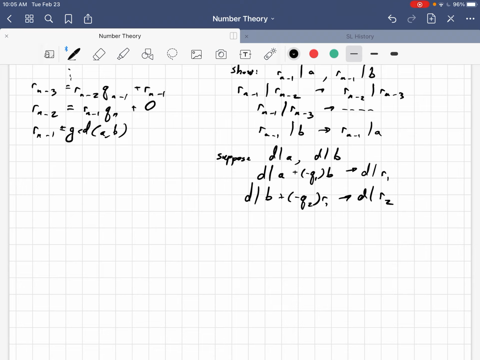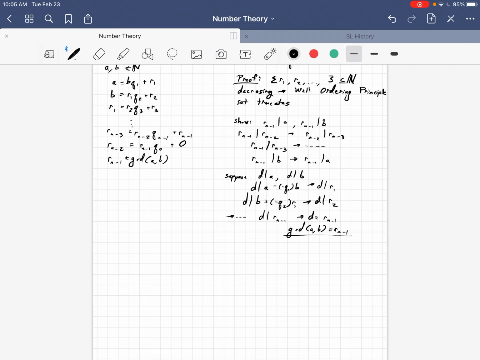And we can continue going down like this, so on, up to the point that after so many iterations of this, we're going to get that d divides r sub n minus 1, the last non-zero remainder. And so if d divides r sub n minus 1, and d is the greatest such common divisor, then that implies that d is equal to r sub n minus 1. In other words, the greatest common divisor of a and b, which we define to be d, is r sub n minus 1. And so that's the proof.